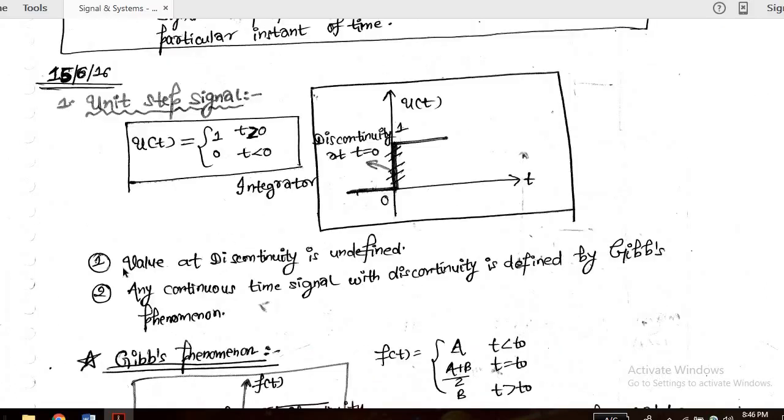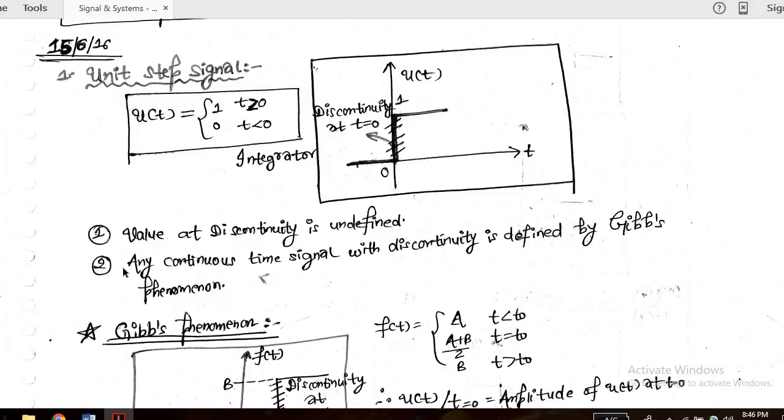Next class, we will see the basic signals.